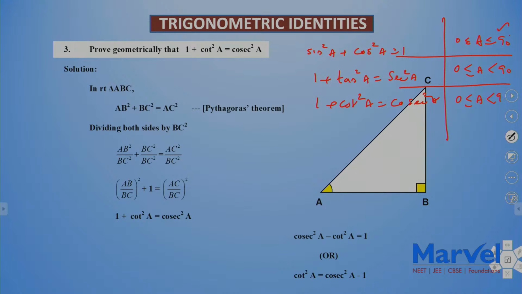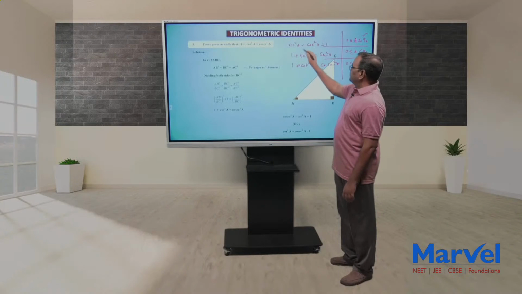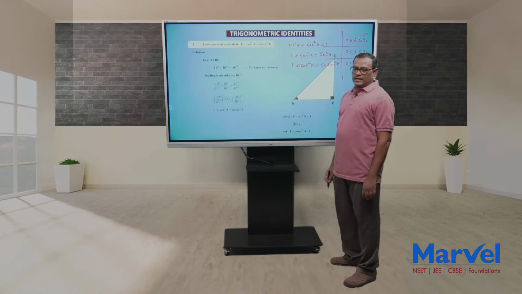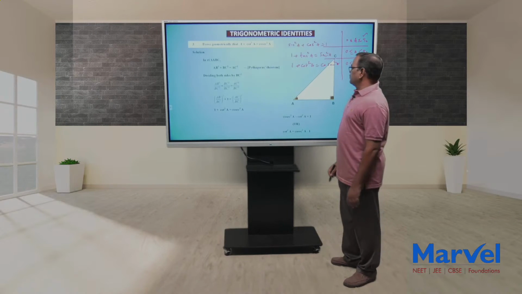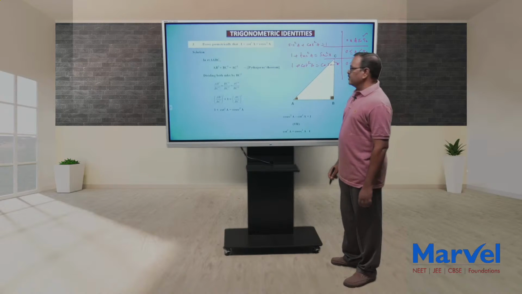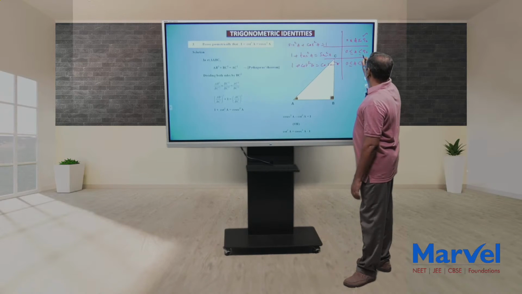90 is included here because sin 90 and cos 90 are possible. Sin 90 is 1 and cos 90 is 0. Here 90 degree is not included.